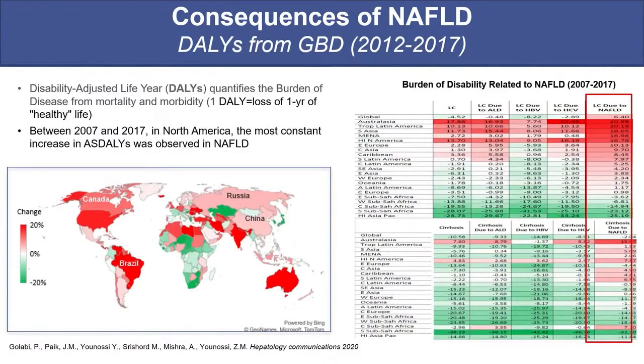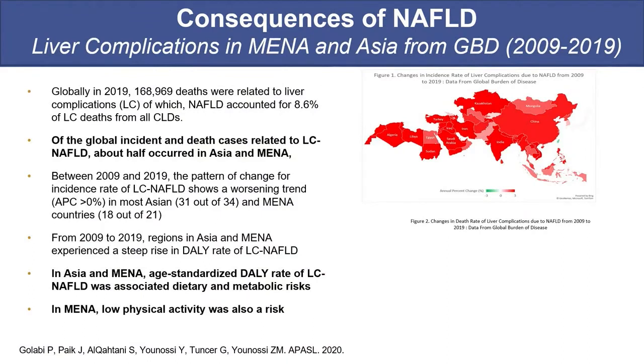And of course, in addition to incidence and mortality, DALYs will put the morbidity into context. Again, when you look at the DALYs related to NAFLD, the highest increase was in North America and the United States. So again, even if you look at DALYs, which is an important surrogate for burden, it's increasing globally from NAFLD.